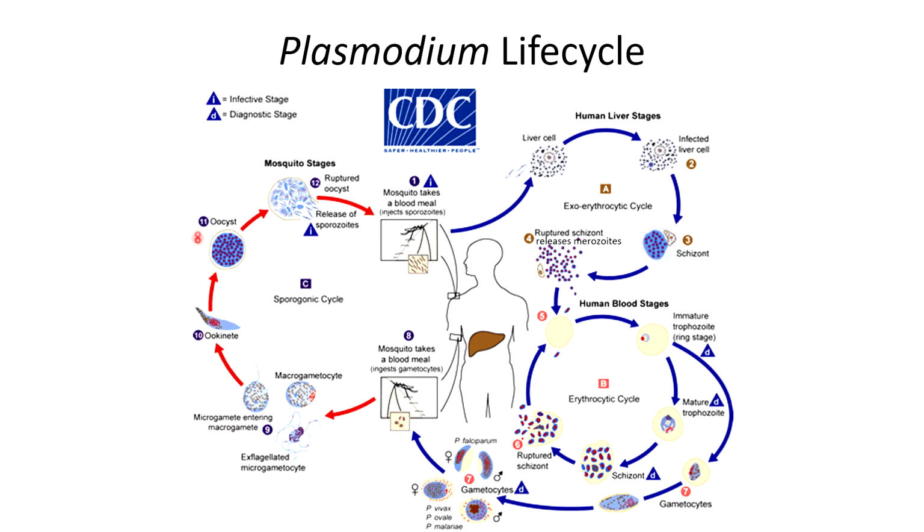Then the ookinete matures into an oocyst. The oocyst eventually ruptures and releases sporozoites. This form of sexual reproduction is known as a sporogonic cycle. And eventually the cycle repeats itself when a mosquito infects another human, injecting sporozoites.